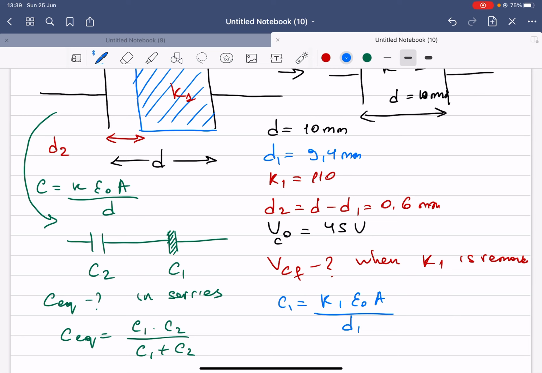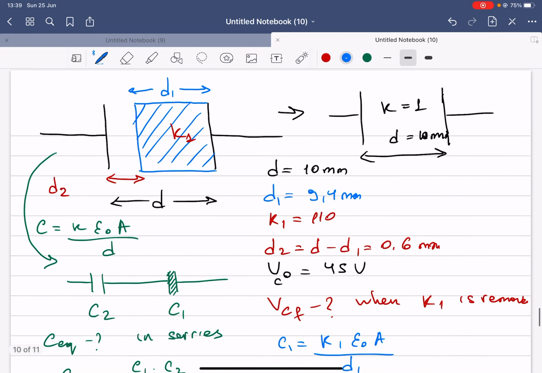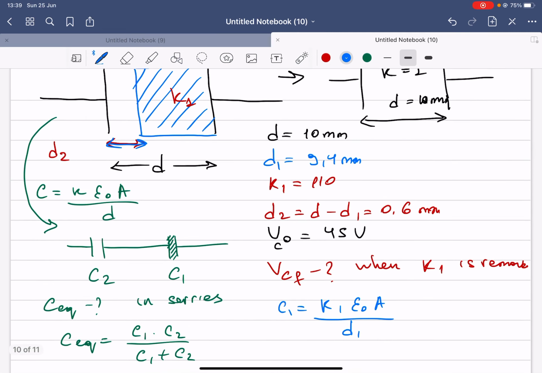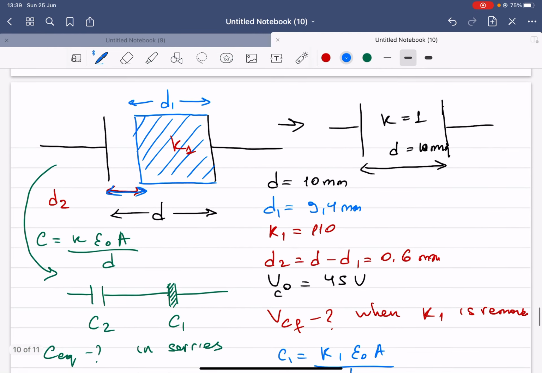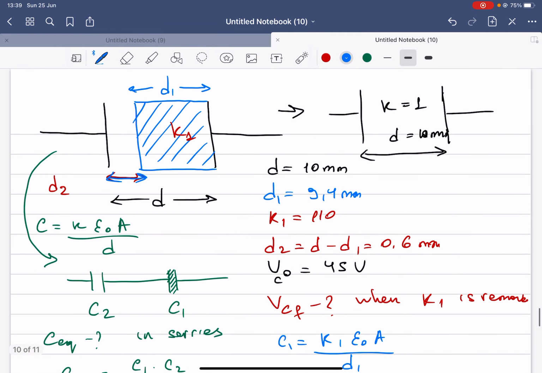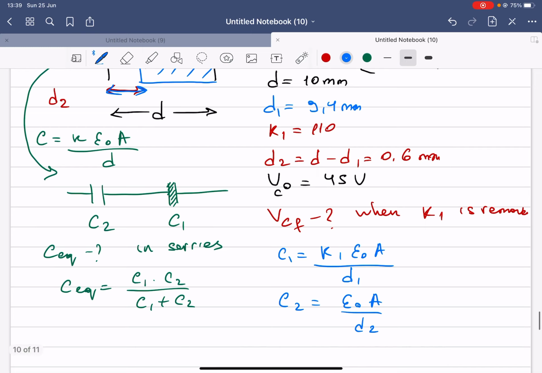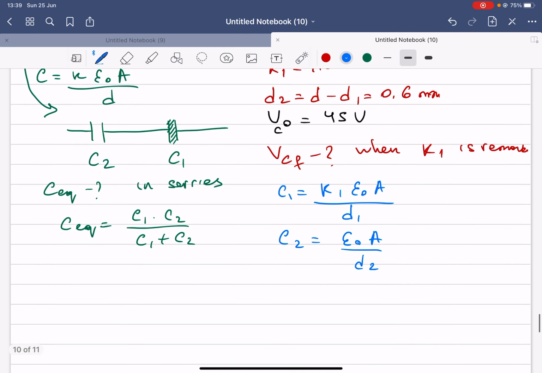So what about D2? D2 is this distance, which is filled by air. So we can write down K2, which is air, equal to 1, but we don't need it. Therefore C2 is filled with air, so its dielectric constant is 1. So we can just write epsilon naught area divided by D2. Okay, so let's plug those things here.